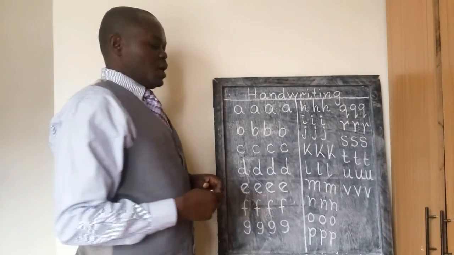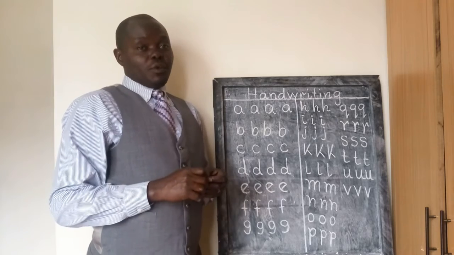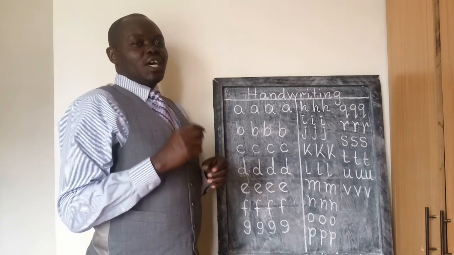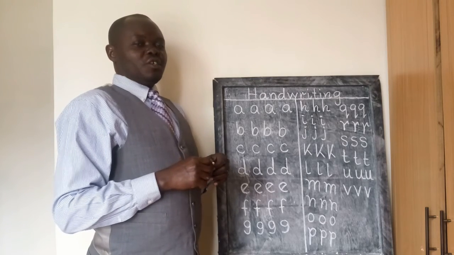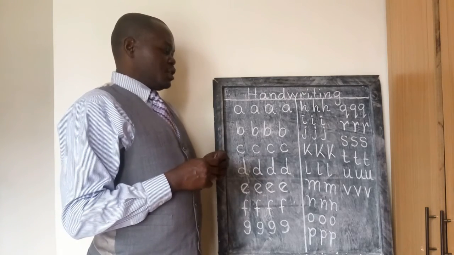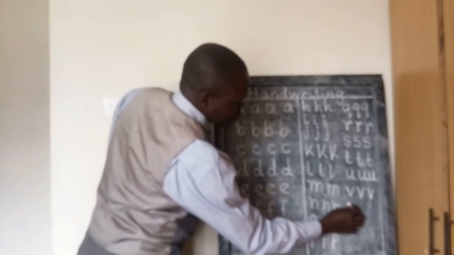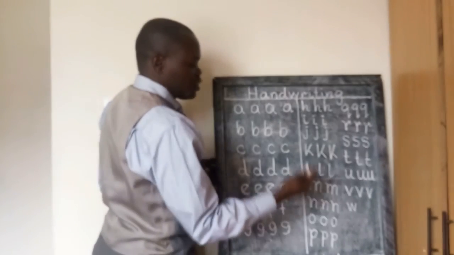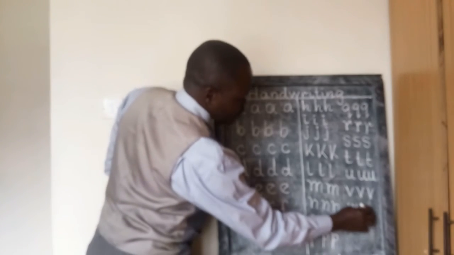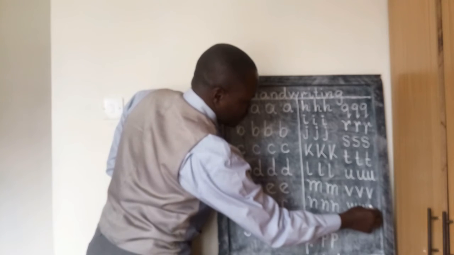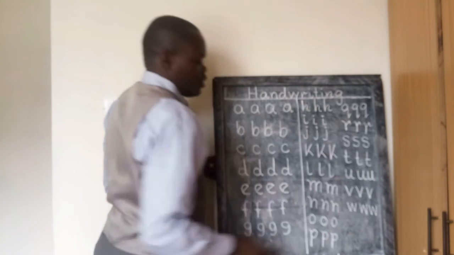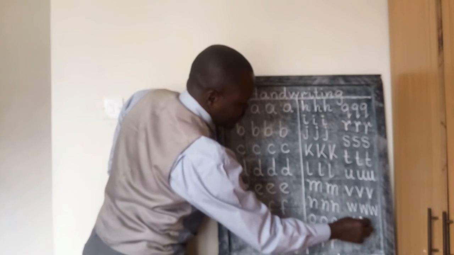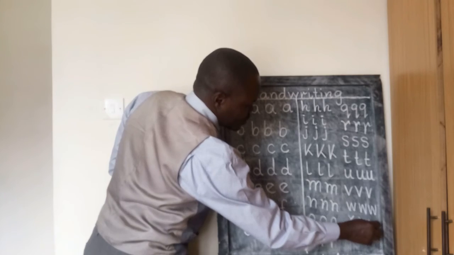Now, how do we write letter W? W, the capital W and the small w should be written in the same way. Do not write a flying bird and call it W. Write V twice. So W would be like that. And make this point reach up.